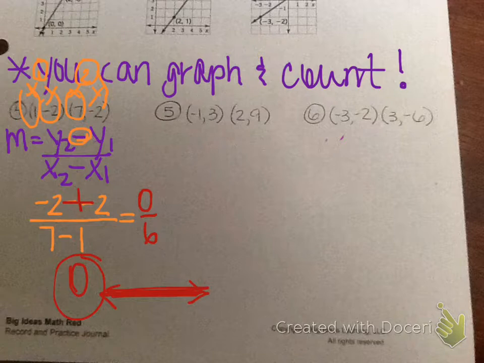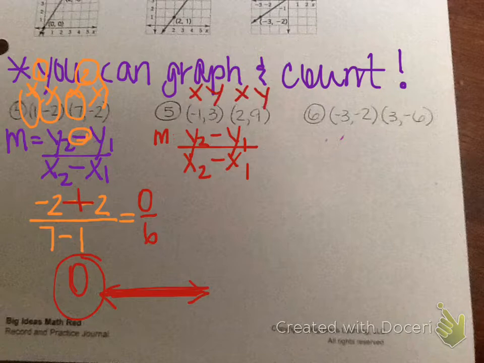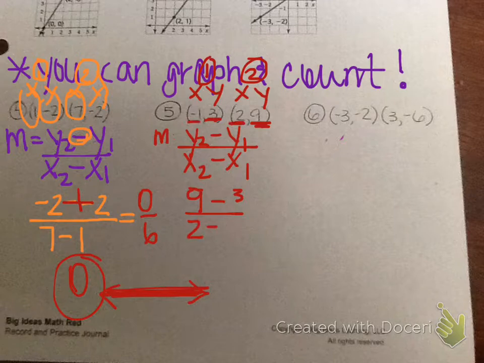Number 5. So we're going to do y2 minus y1 over x2 minus x1. So we have x, y, x, y. I call these the 1s and these the 2s. So y2 is 9 minus y1 is 3, over x2 is 2 minus x1 is -1. Notice I got my minus and my negative in there.